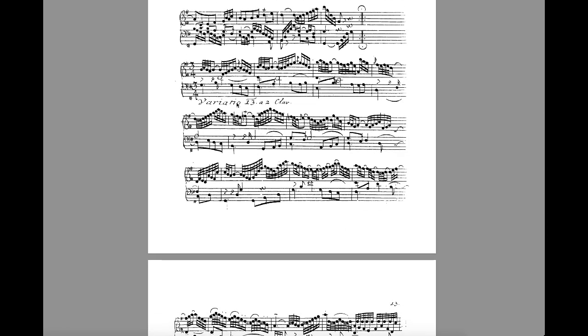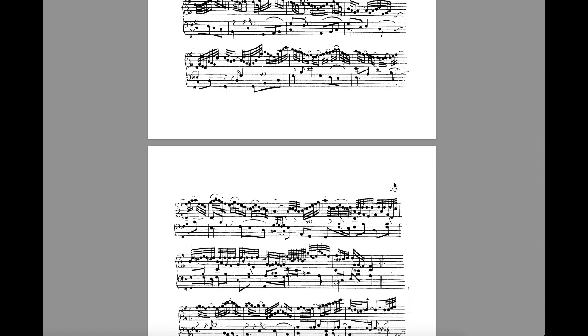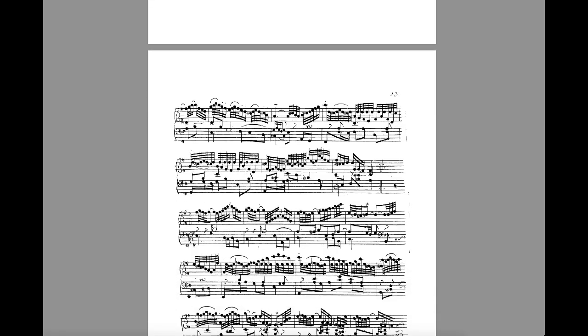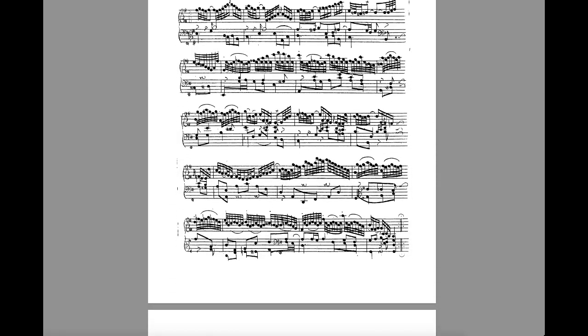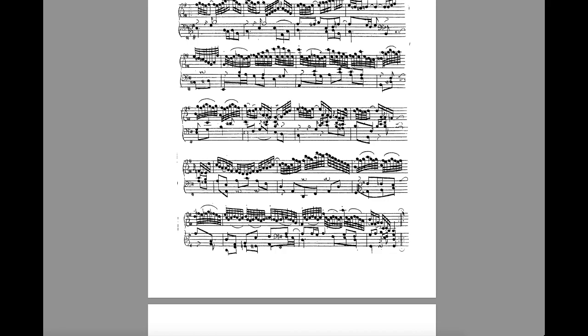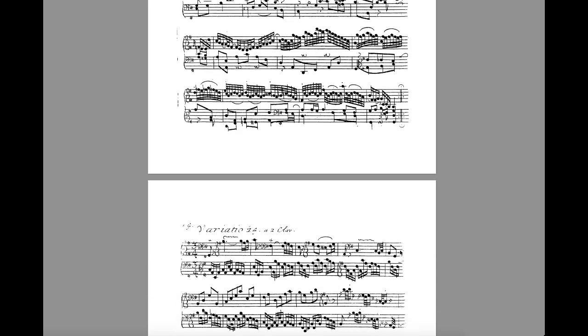And now we go into variation 13. The title actually is below the line, not above the line. And variation 13 continues to the end of the next page, and we have a fermata here. So Bach puts a fermata at the end of variation 13.